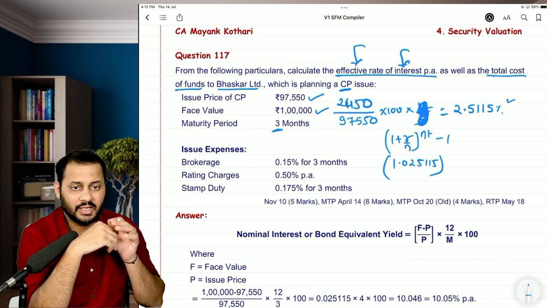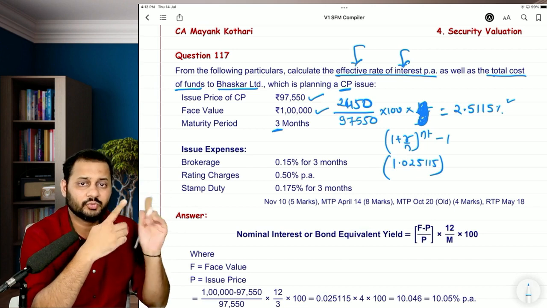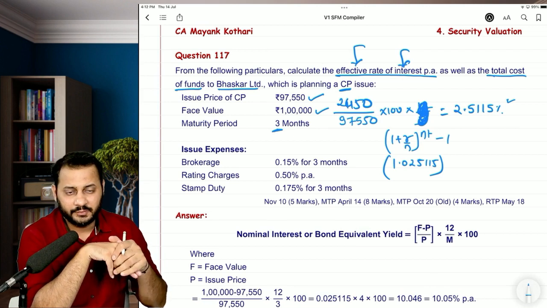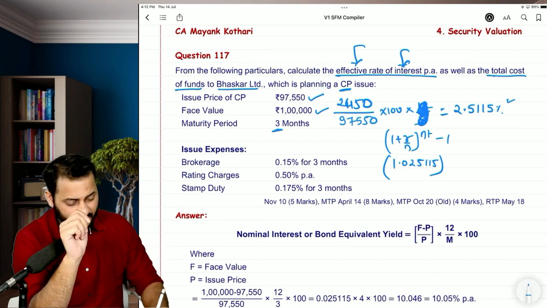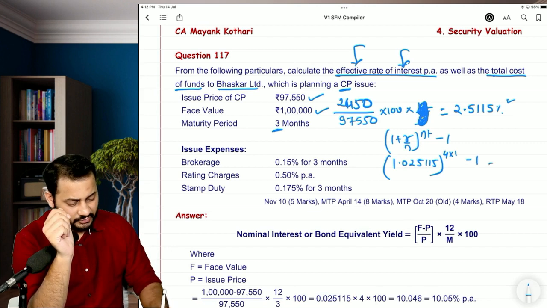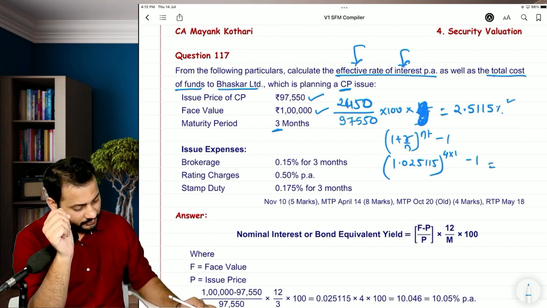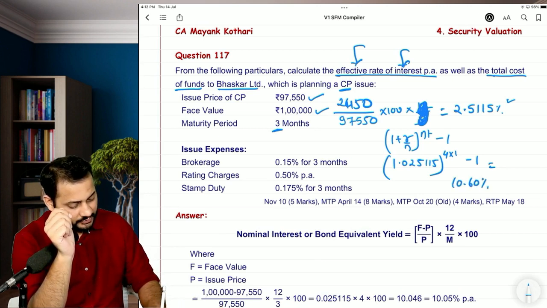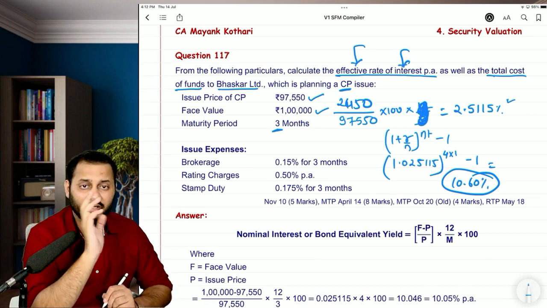1.025115. R by n itself is 2.5115%. To the power nt. N means 4, time is 1 year, minus 1. So it will be like this: 1.025115 to the power 4 minus 1. So the answer will be 10.60%, compounded effectively.